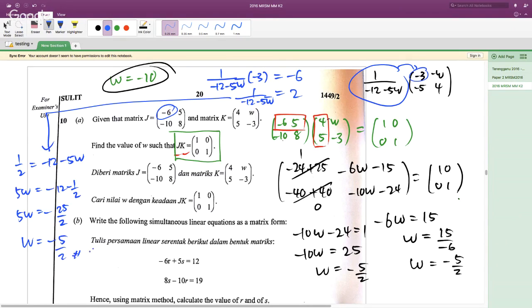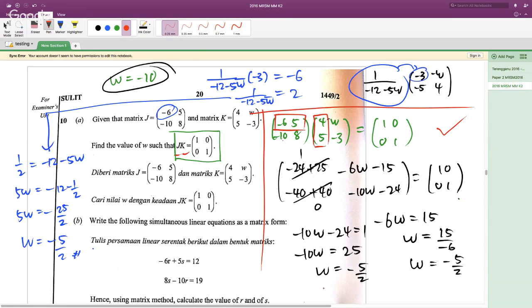Yeah, that's correct. I guess using this method will be easier. I will recommend this method. Okay, so the answer is negative 5 over 2.